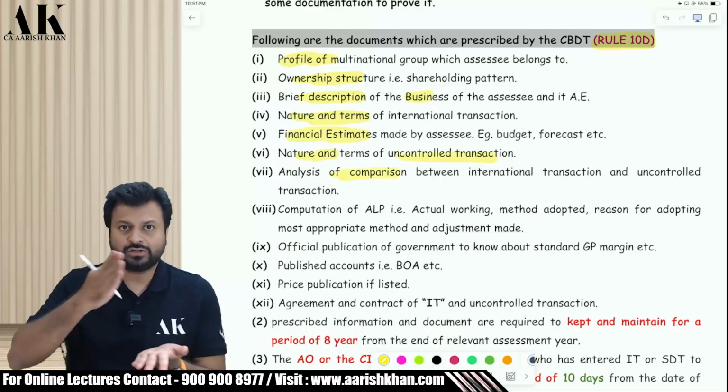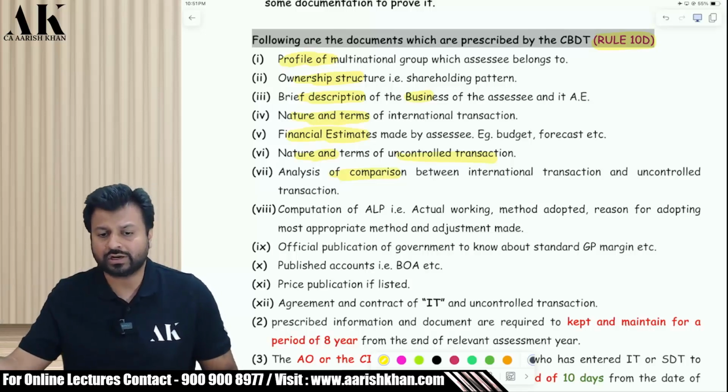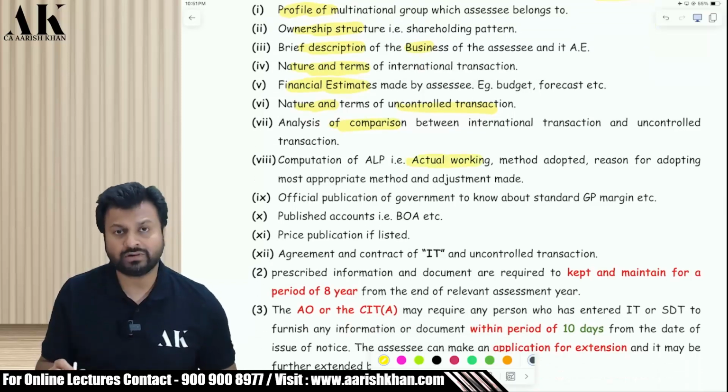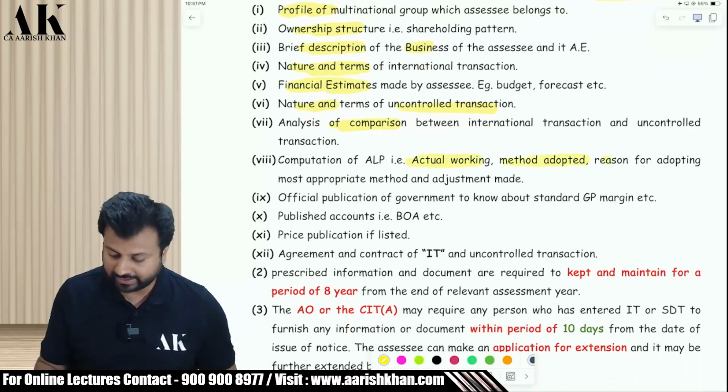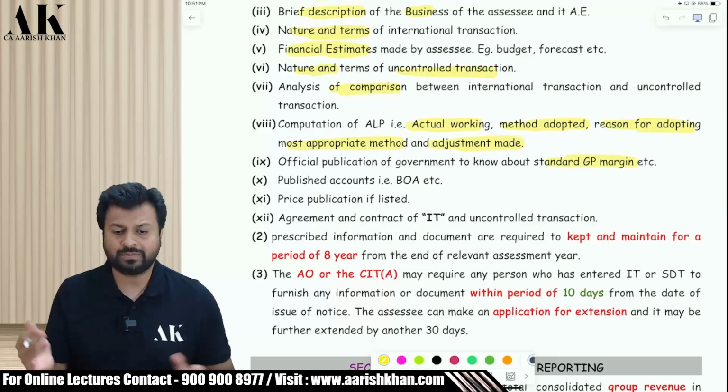Analysis of the comparison. While doing the transfer pricing analysis, you compare your controlled transaction with your uncontrolled transaction. So I want that analysis also. I want the arm's length price, actual working of the arm's length price, method adopted, reason for adopting the most appropriate method, and adjustment made. I also want to know the GP margin. This is all the department demands.